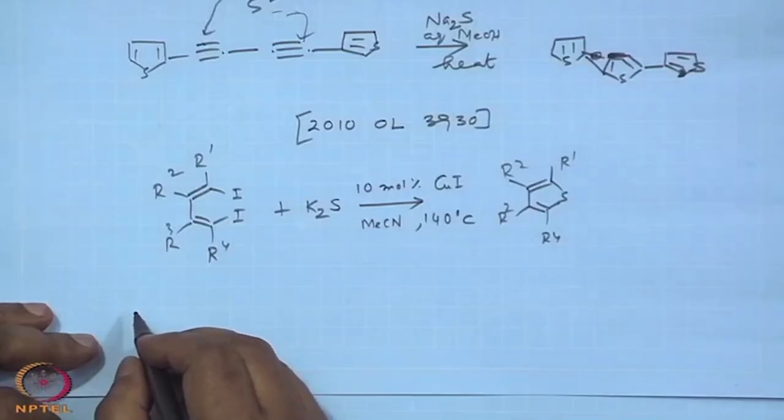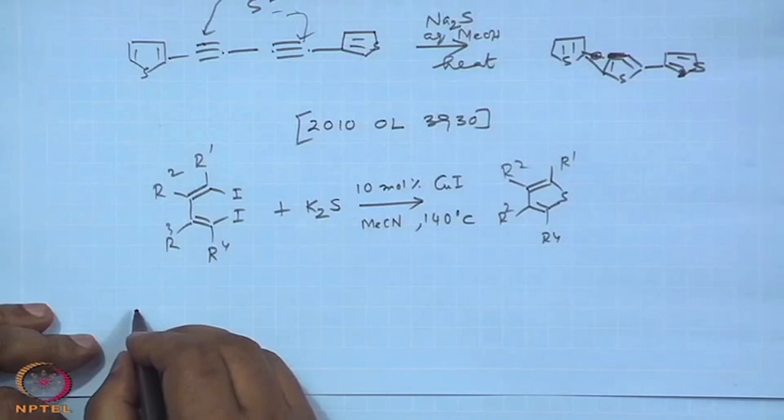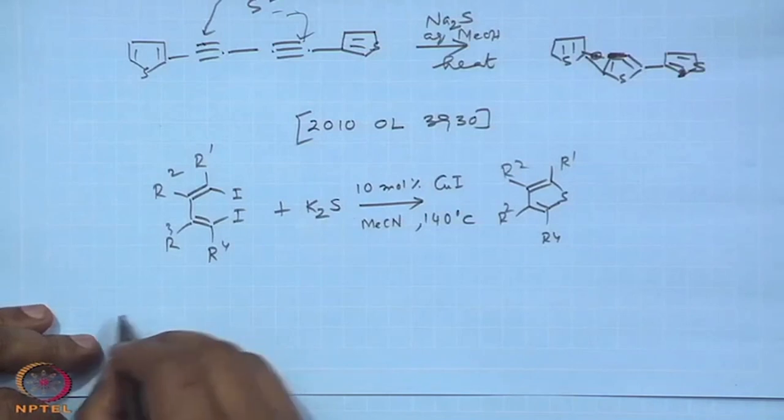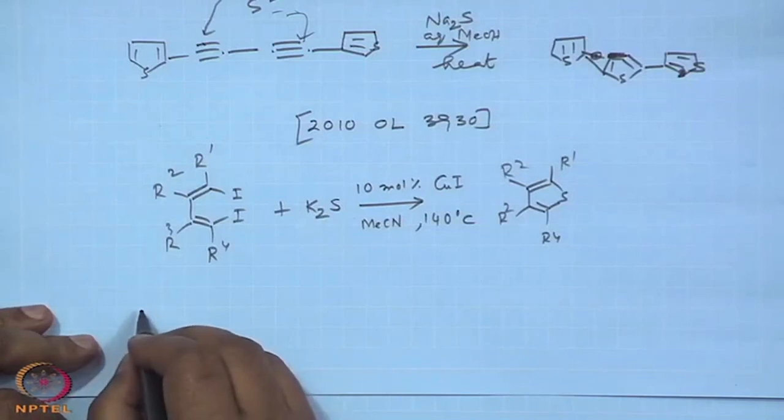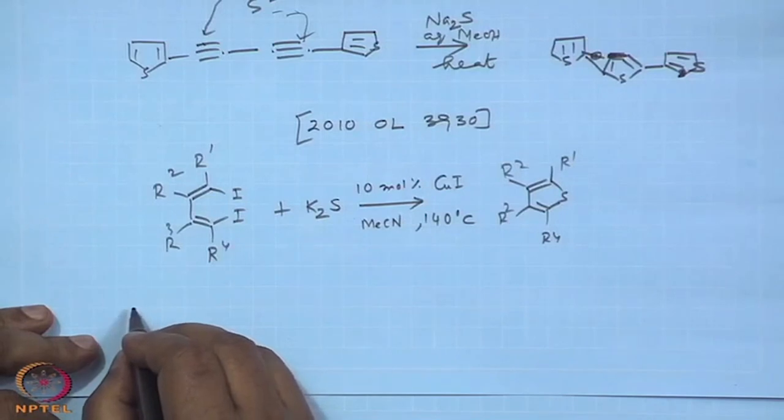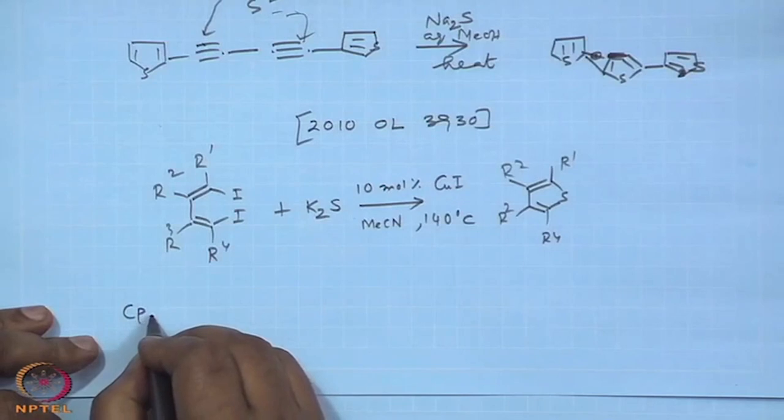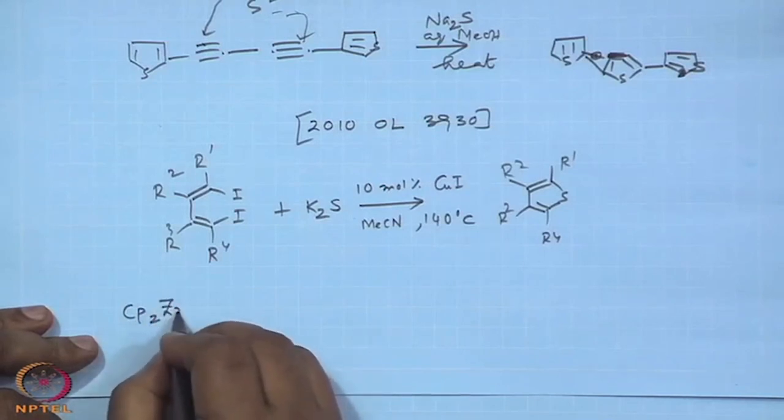So, substrate, that means making the substrate is very difficult, apparently. But there are ways out, because again this is due to Negishi. All of you have heard the name Negishi, Negishi coupling. This same Negishi has a reagent named Negishi reagent, that is Cp2 zirconium.